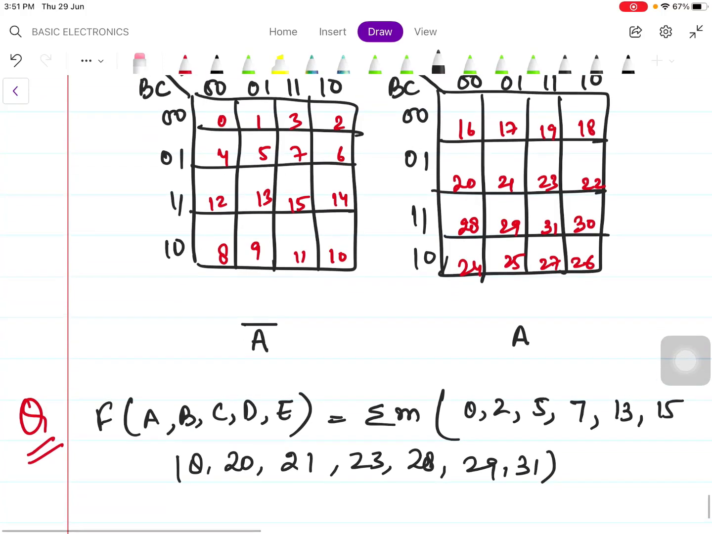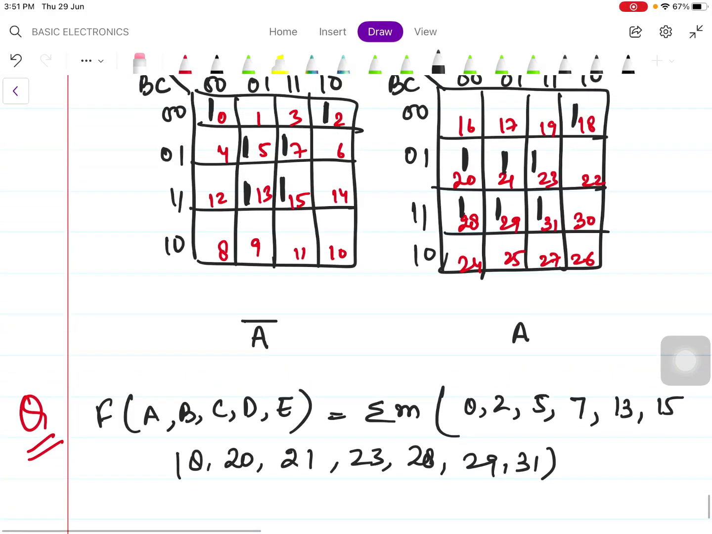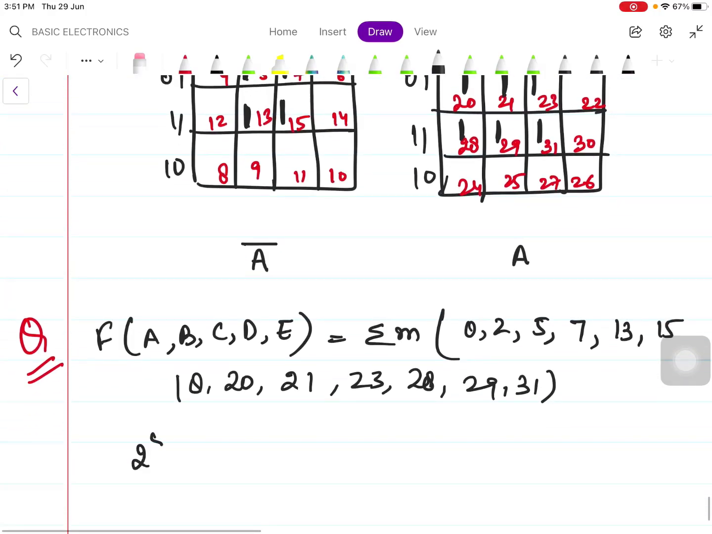So let us fill these minterms over here: 0, 2, 5, 7, 13, 15, 18, 20, 21, 23, 28, 29 and 31. Now how to group them? The rule will remain the same. First of all, you have to search for the biggest group, that is group of 32, that means 2 raised to the power 5.